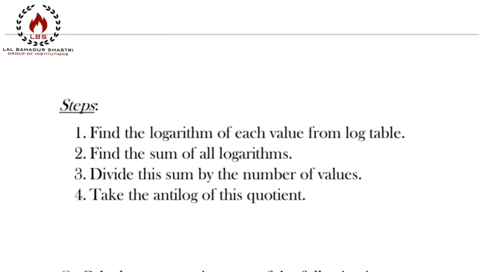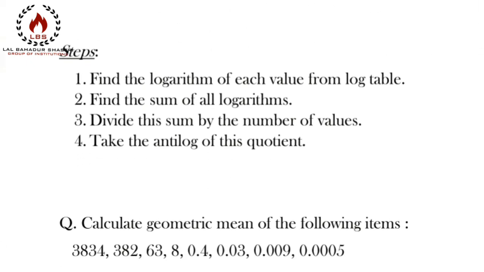So how will you do it? Steps. First step will be to find the logarithm of each value from the log table. You will get a log table in the examination hall. From that log table, you have to find the log value of each of the observations. Find the sum of all the logarithm values.